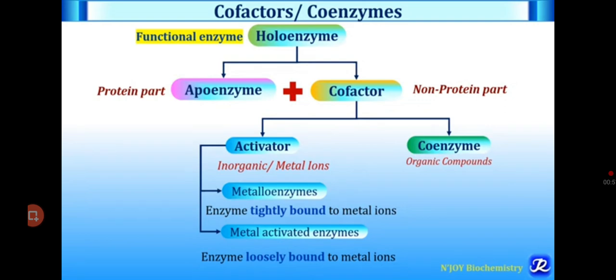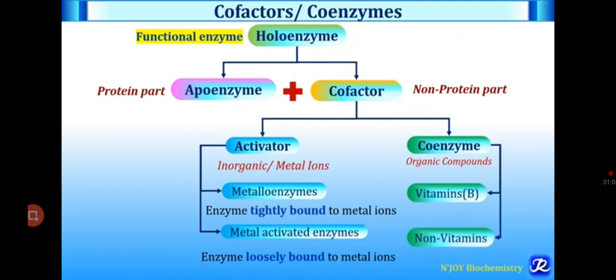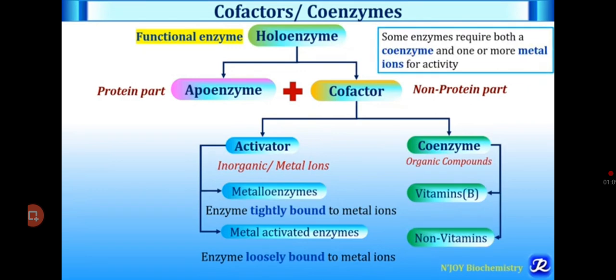So coenzyme is an organic, non-protein compound, and it combines with apoenzyme to form the functional enzyme, that is holoenzyme. Coenzyme is derived from vitamin B complex. There are some coenzymes which are derived from non-vitamins also. Some enzymes require both a coenzyme and one or more metal ions for their activity.